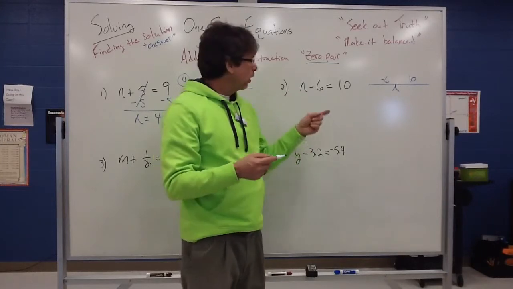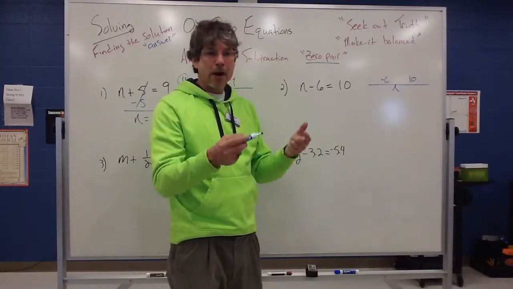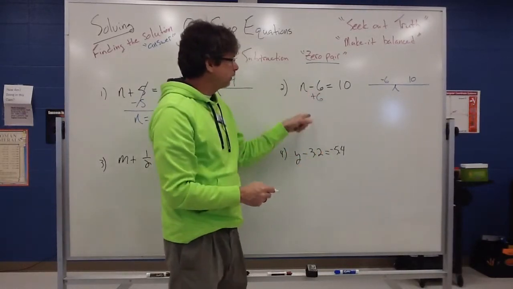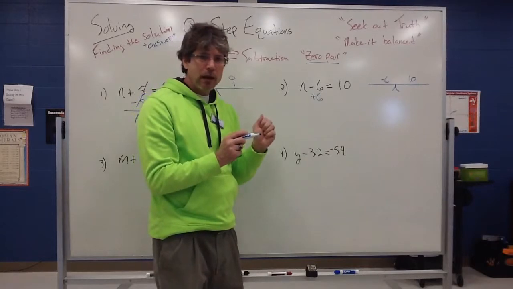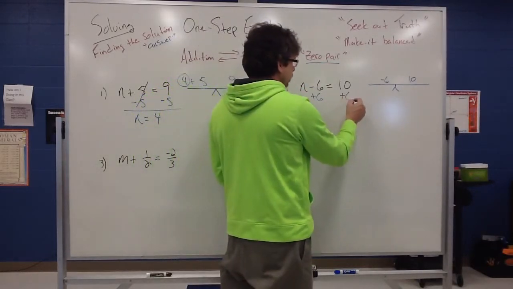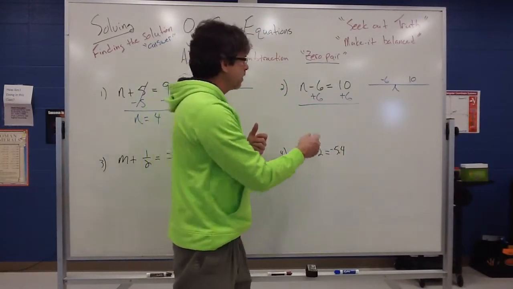So what I'm looking for is the opposite of a negative 6. Well, the opposite of a negative 6 is actually a positive 6. The opposite of subtraction is adding 6. So I can add a 6 there, but to keep this equation balanced, I must also add 6 to the other side of the equation. So I need to also add a 6 over here. And that strategy enables me to get that letter by itself and find the solution.